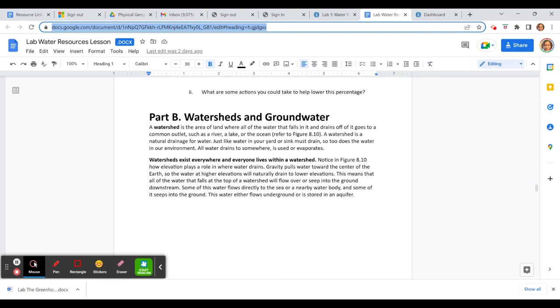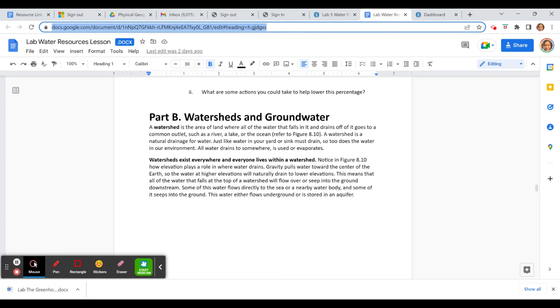Now that we realize that a majority of our water actually comes not from the surface, but from the ground, let's learn about what happens to it once we receive that water. One of the main terms that we need to utilize for this part of the lab is the term watershed. What is a watershed? A watershed is a natural drainage.